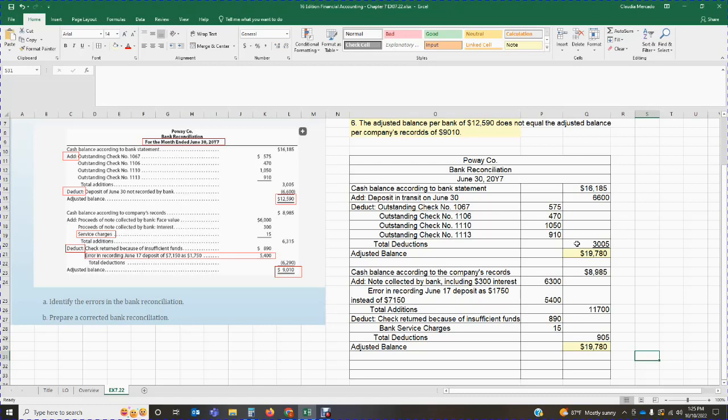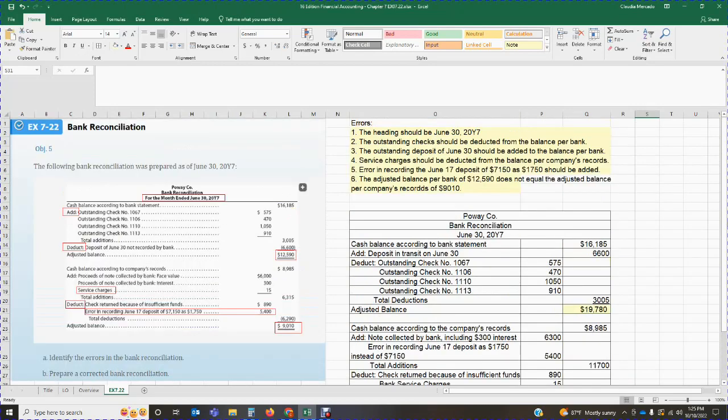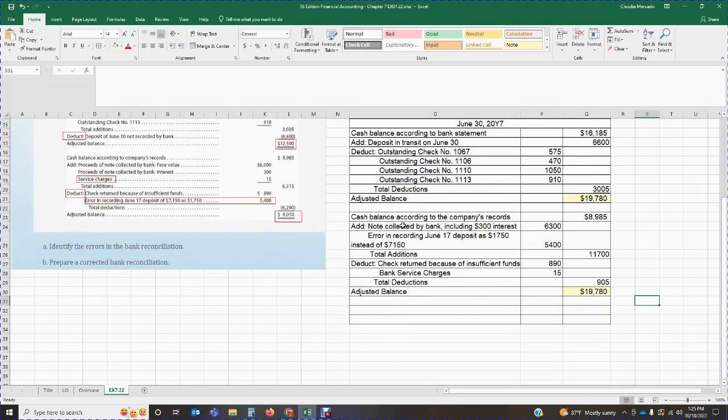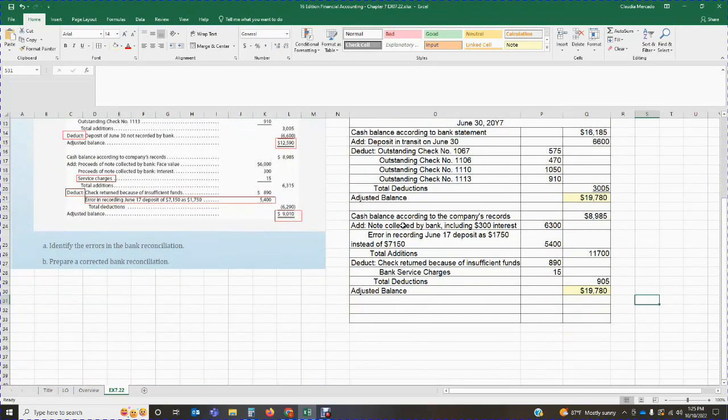So that is basically it for this particular lecture. All they wanted us to do was to first identify the errors, which we did, and then figure out what the updated reconciliation should look like based on the 6 errors identified. And this is what we found. So that is basically it.